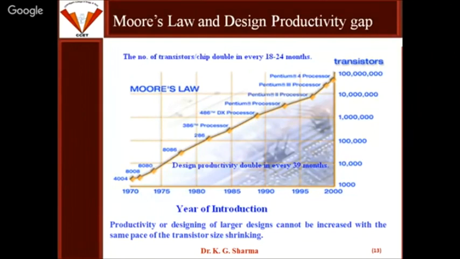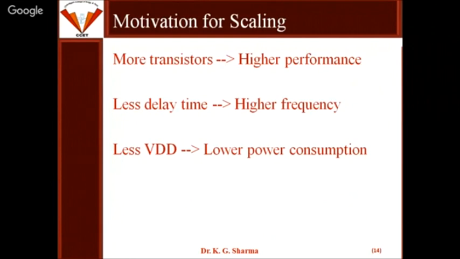But productivity or designing of larger designs cannot be increased with the same pace as the transistor size shrinking. And now you can think that the era has come that Moore's law cannot be followed in the present scenario. So to incorporate more transistors in a single chip, we have to go for scaling. It means we have to decrease the size of the devices, the size of the MOSFET.